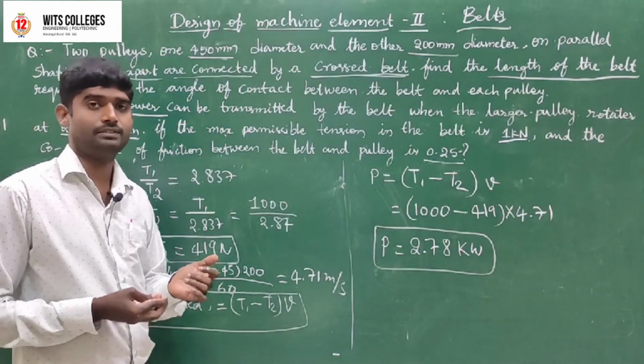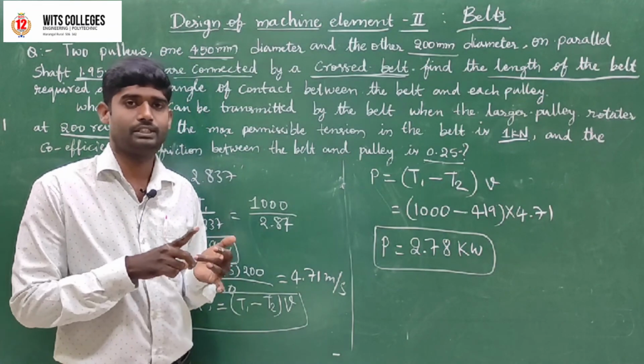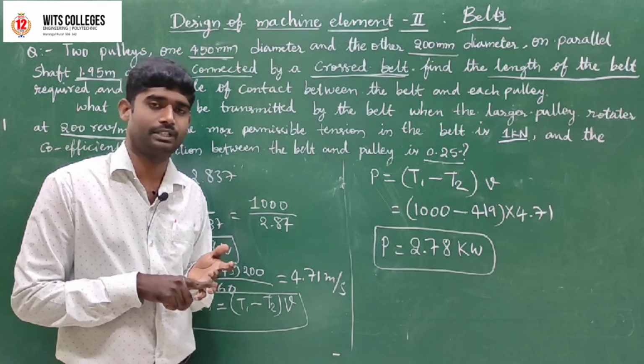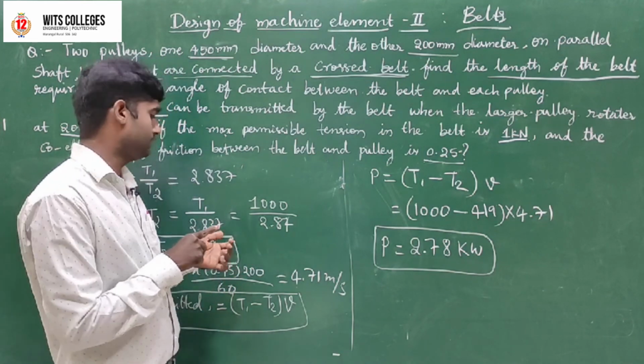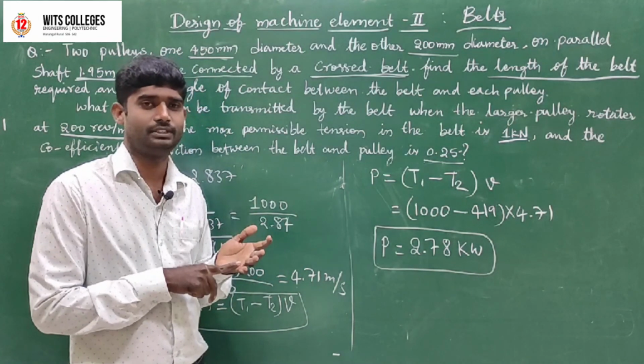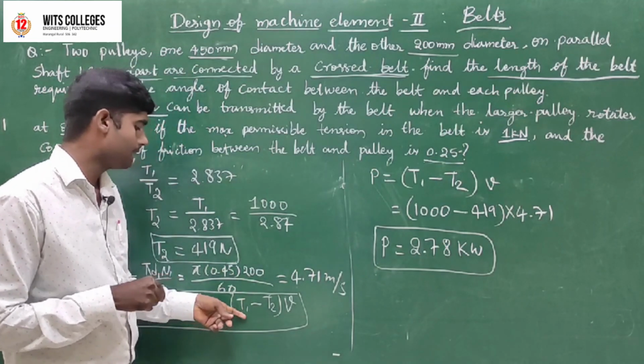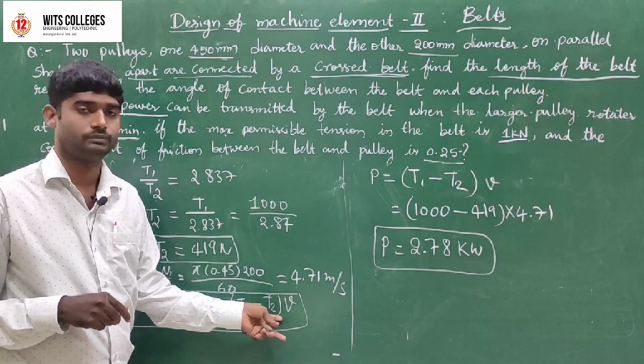First of all, find out the length of the belt. After that, the angle of contact. Next, find out the tensions and velocity. Next, go for the power. Power transmitted is equal to (T1 minus T2) into velocity.